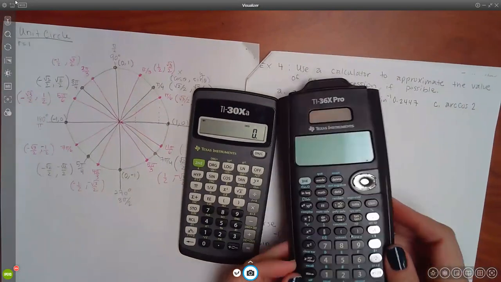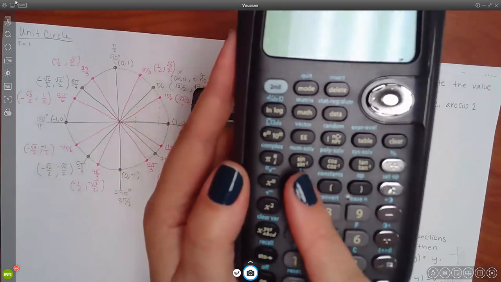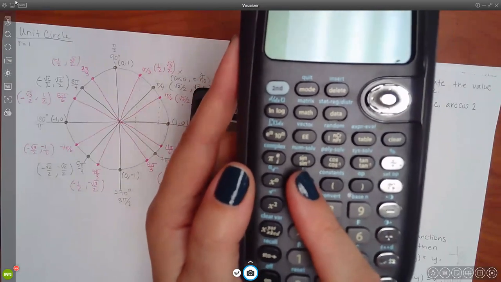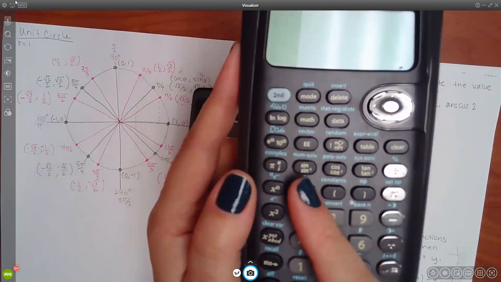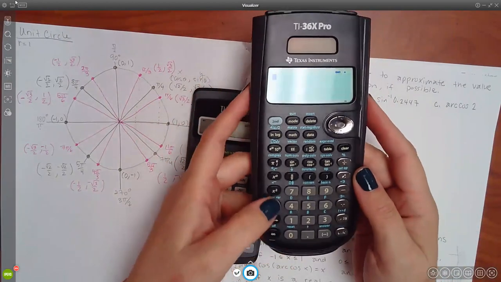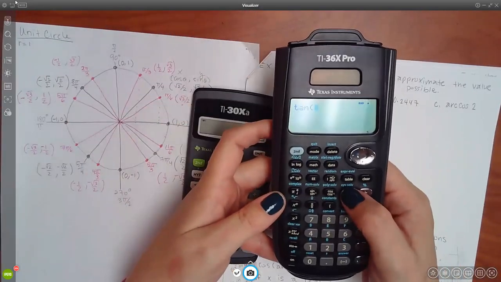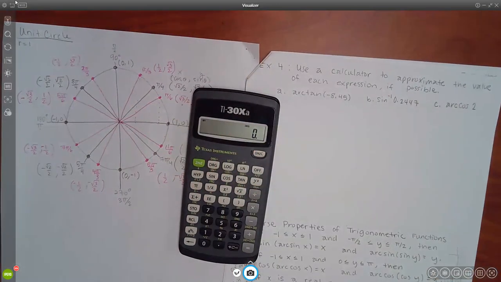For yours, I'm going to speed up a little bit. Notice that you have sine and inverse sine together on the same button, right? It's because if you hit it once, sine will pop up. And if you hit it a second time, then the sine inverse will pop up. Okay, so I'm just going to do it real quick. So what are we doing? Arctan, which means I'm going to hit tan once and then I'm going to hit tan again, right? And it gives you that inverse option, okay? That's one way.